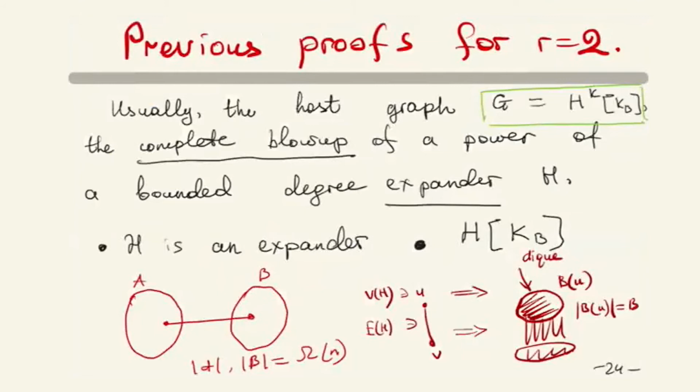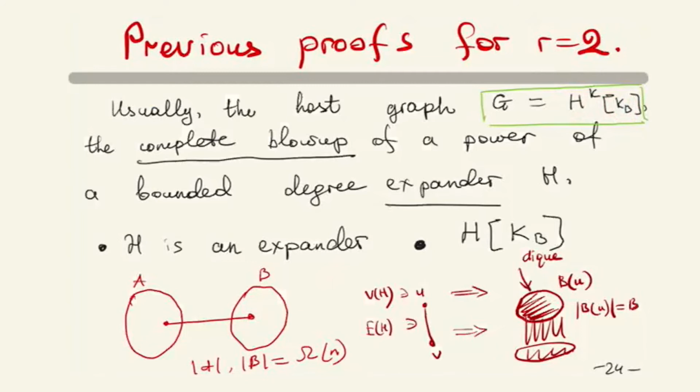Okay, so previous proofs for, say, uniformity 2, for example. Usually the host graph for these cases of powers of paths or powers of trees was obtained as some kth power of the complete graph. So I take an H which has two properties: it's an expander, and it has bounded degree, and then I blow it up by the complete graph K_B. I call this the complete blow up of a power of a bounded degree expander.